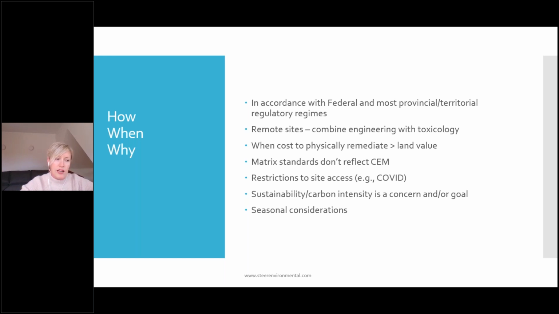When you have restrictions to site access from things like COVID or seasonal concerns. And then lastly, from a sustainability and carbon intensity perspective, when that is a concern or a goal for your organization or your client, risk assessment is a huge opportunity.